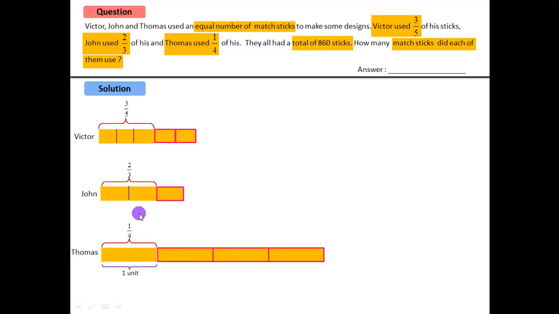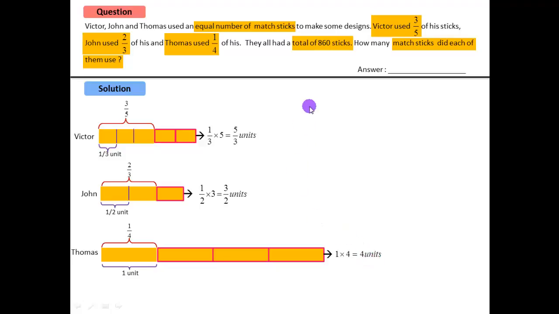Now, if this is 1 unit, we can say that this is half a unit because it has been split into 2. And this is 1/3 of a unit because it has been split into 3. Now, the total number of units would be 1/3 times 5, which gives us 5/3 units. Over here, it would be 1/2 times 3, which gives us 3/2 units. And over here, it will be 1 times 4, which gives us 4 units.